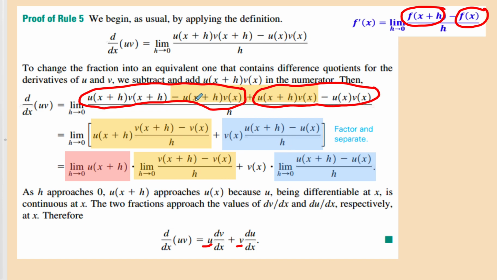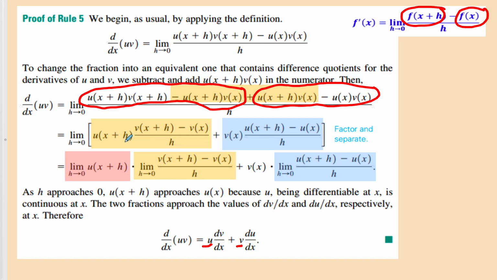All right, now these two have something in common. That's u of x plus h. So I'm going to factor that out. That's called the greatest common factor. And this is what I have left. And out of these two, the greatest common factor is v of x. And then I have this.